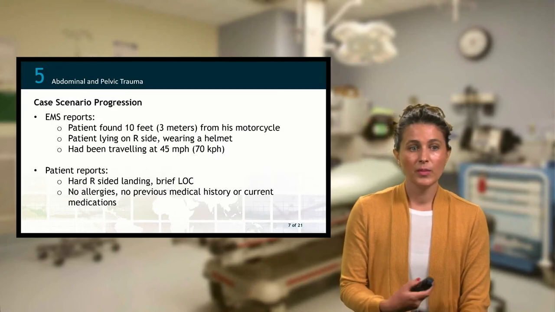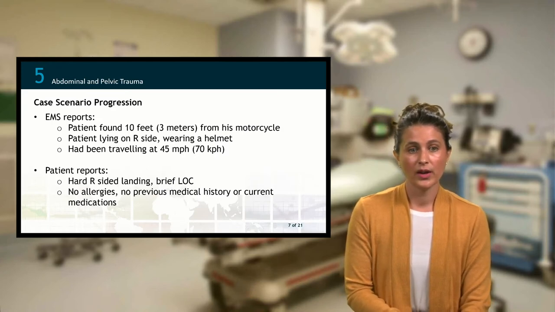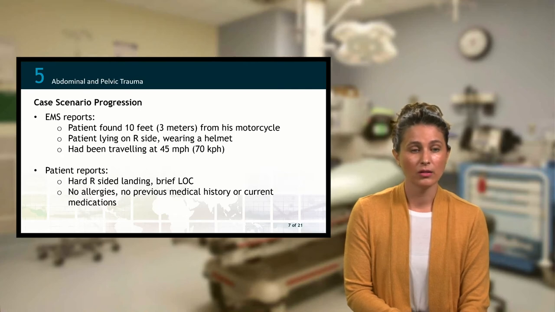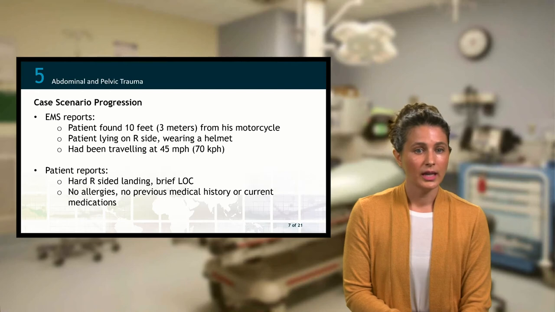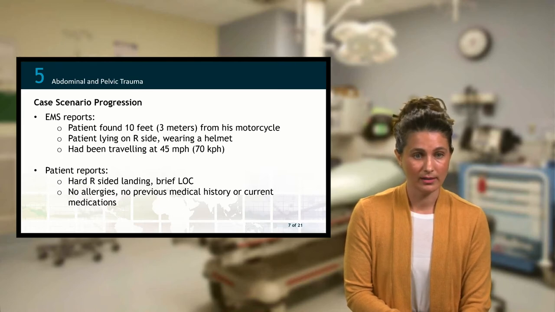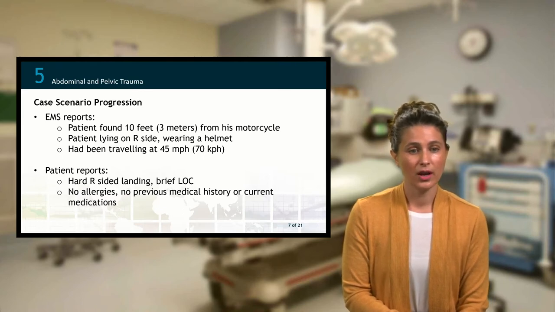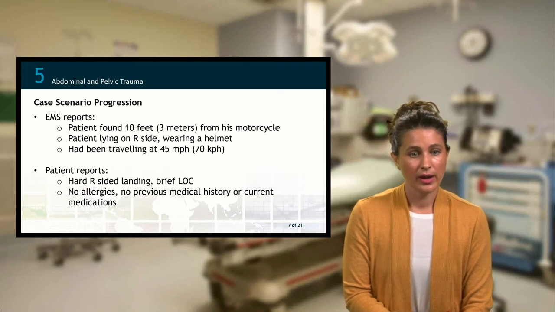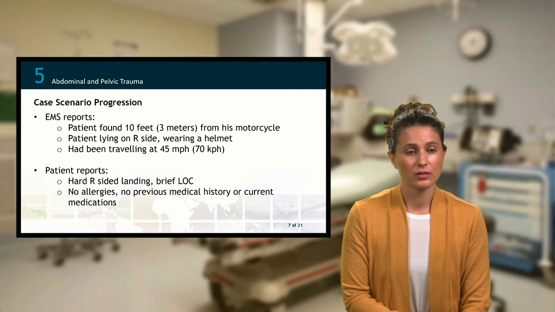So EMS has reported to you that the patient was found 10 feet from his motorcycle. He was lying on his right side, wearing a helmet, and the speed was approximately 45 miles per hour. The patient reported that he landed hard on his right side, that he had a brief loss of consciousness. He reports no allergies, no previous medical history, and no current medications.